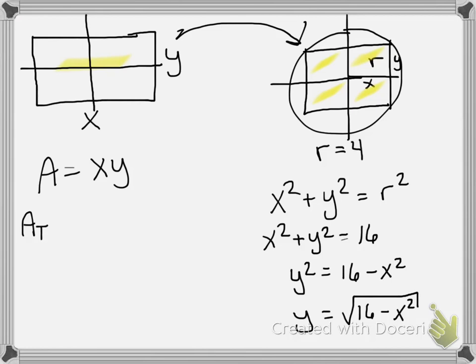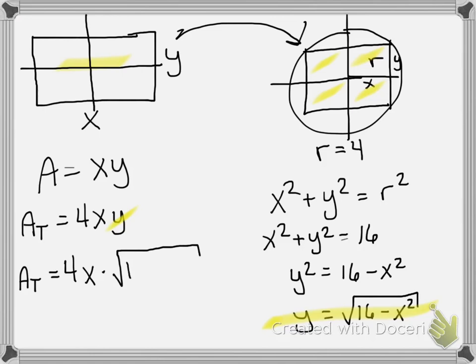Area sub t for the total area is going to be equal to 4, because we have 4 rectangles, x, y. Okay, so now since we have just found our y, we'll substitute that in right there, and we should have the total area is equal to 4x times the square root of 16 minus x squared.